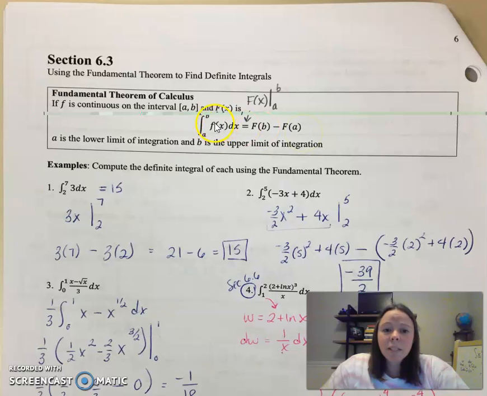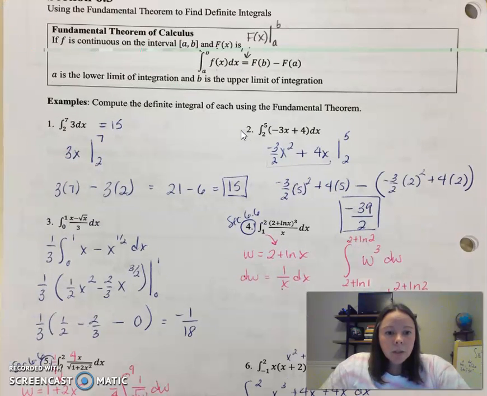All right, so it's a bit deceiving. It looks like, oh, I can just immediately jump to here, but there's a really important step where you do have to find the antiderivative. Okay? All right, so let's try one of these.